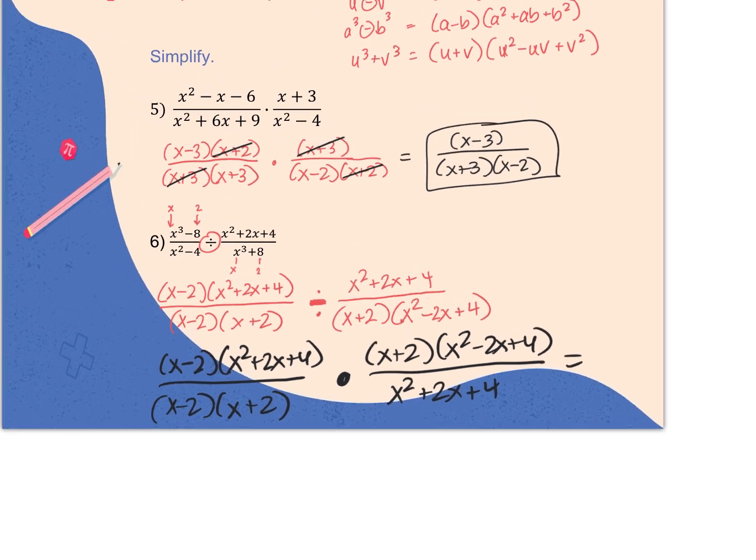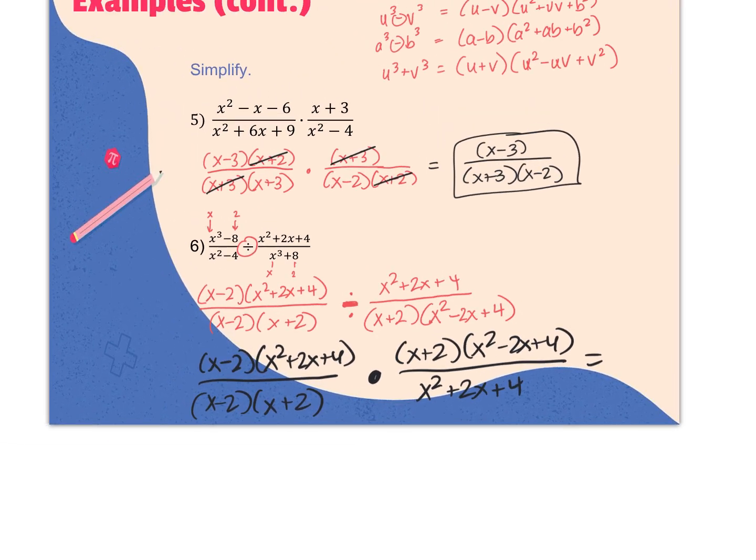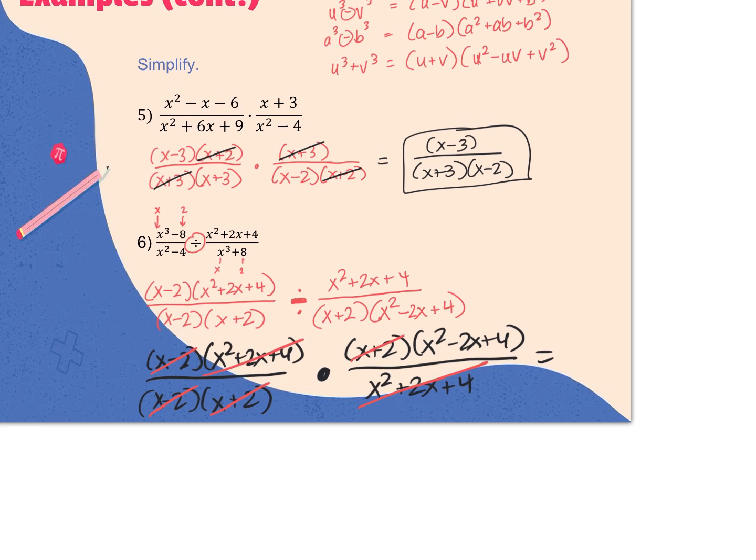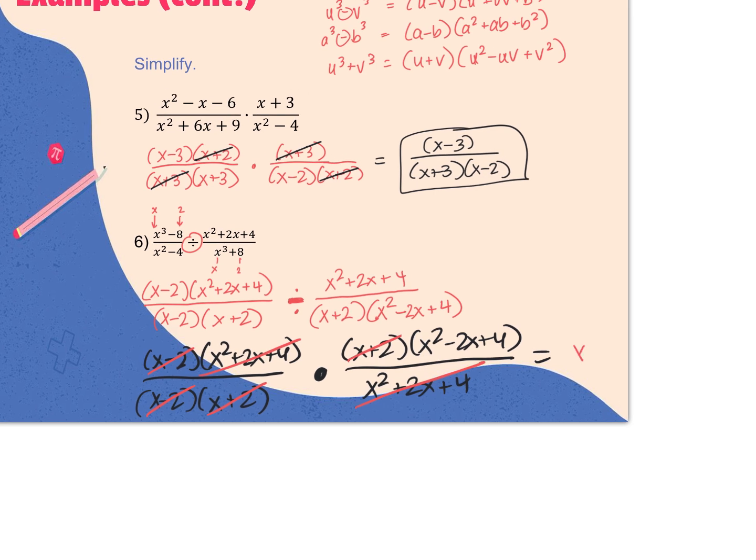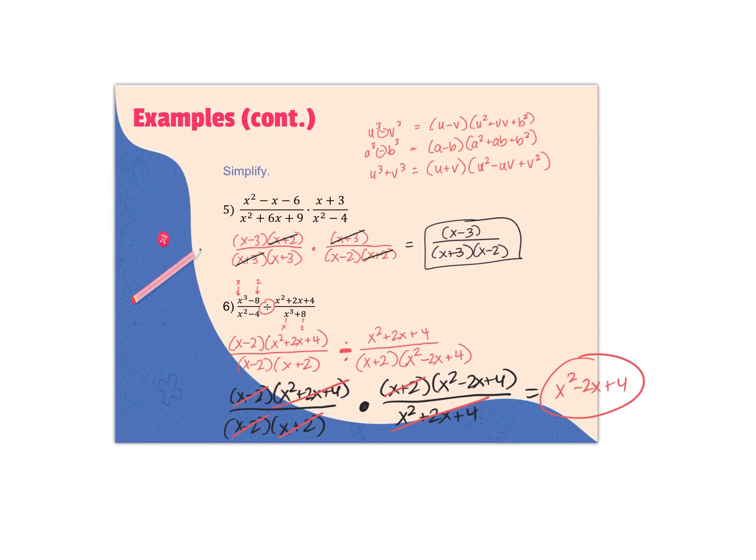Now that you have everything the way it needs to be, now you can start to do your canceling, which I think is the fun part of all this. You've got an x minus 2, x minus 2. You have an x plus 2, x plus 2. An x squared plus 2x plus 4, x squared plus 2x plus 4. And then notice you're just left with x squared minus 2x plus 4 in the numerator spot, and that's your answer.